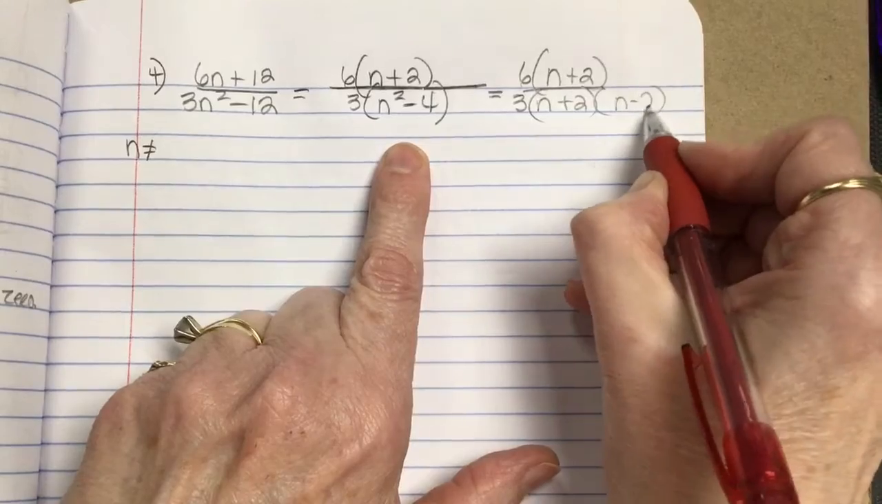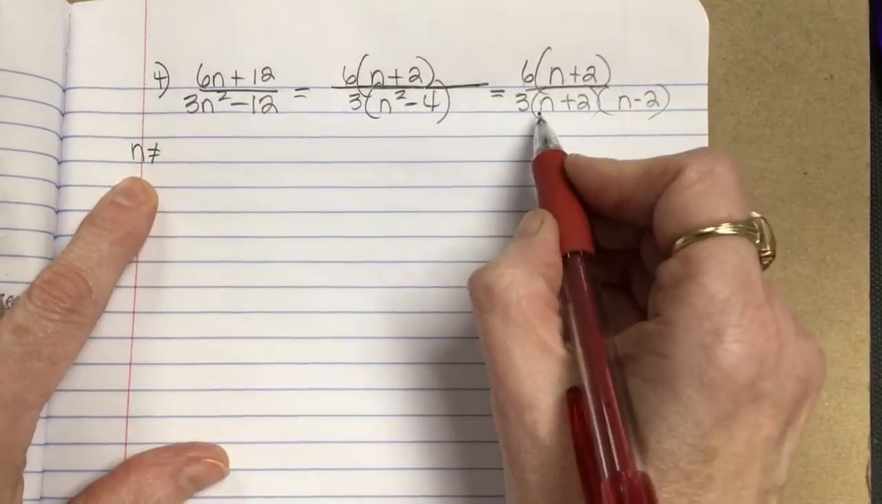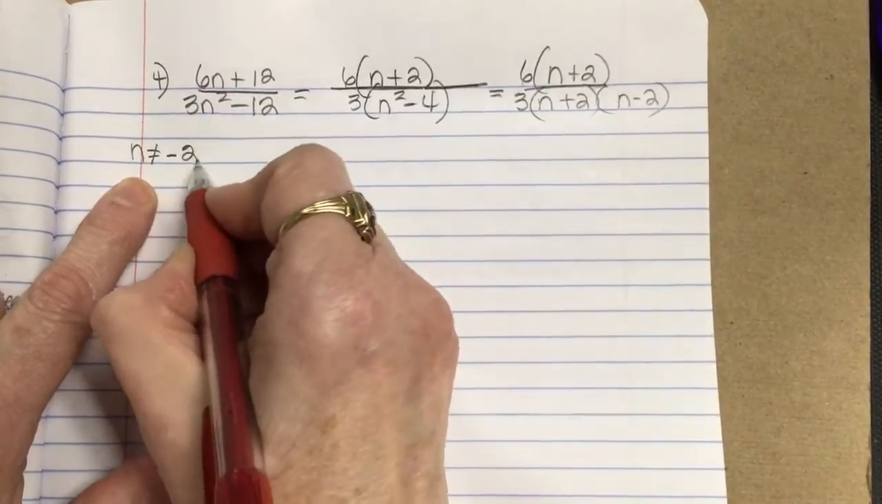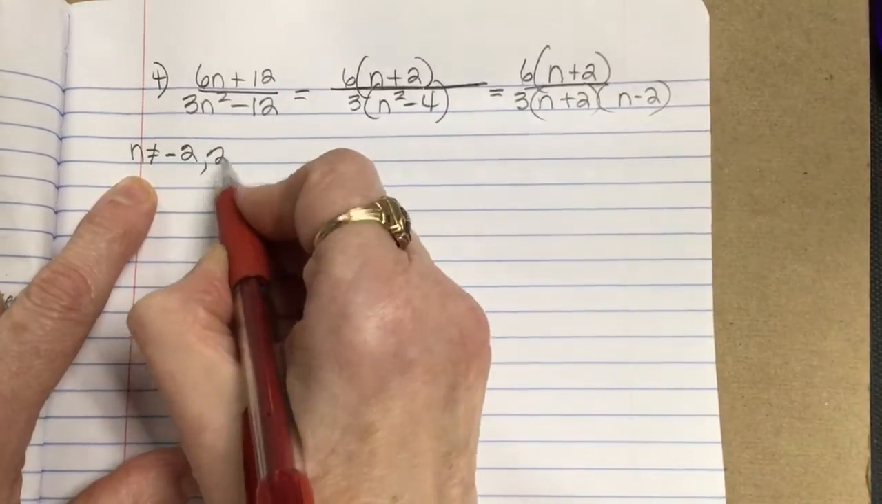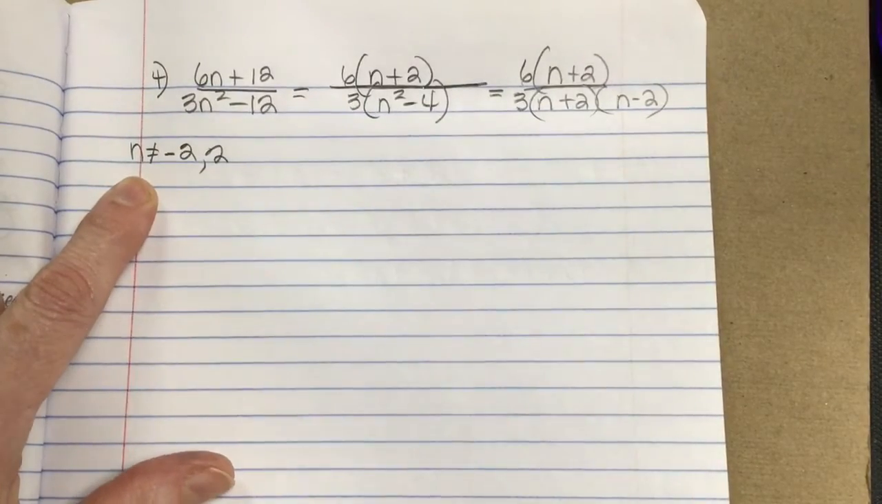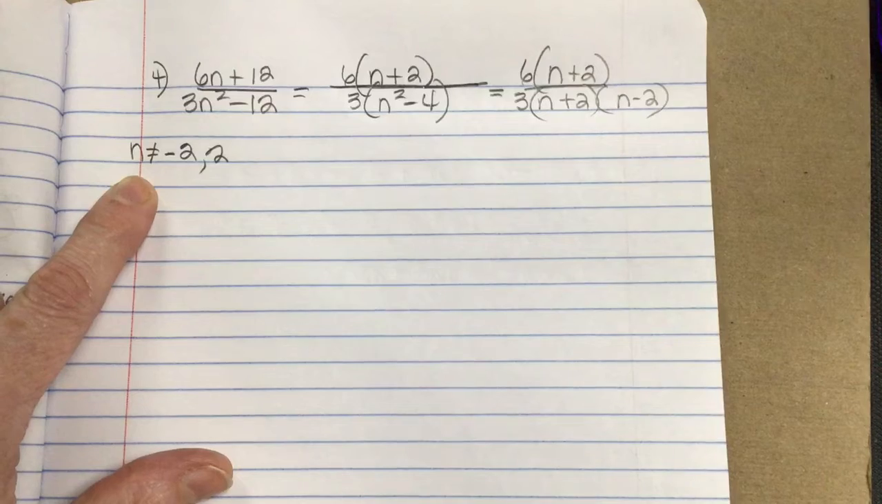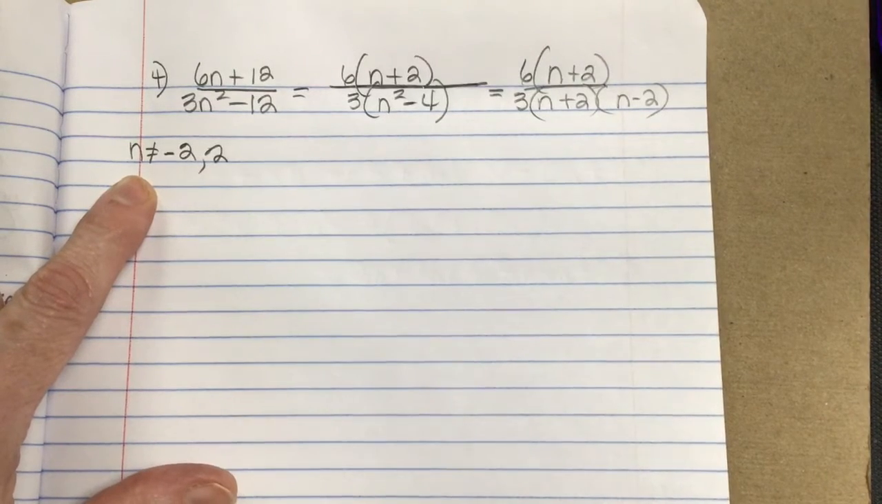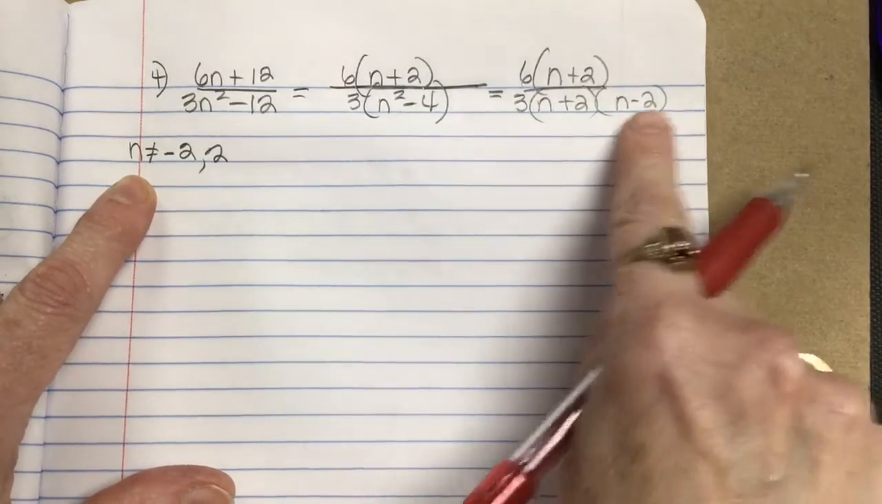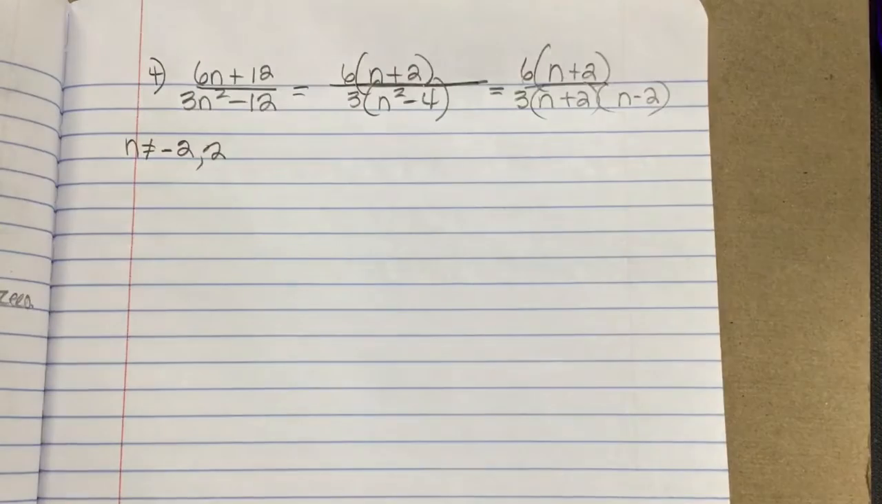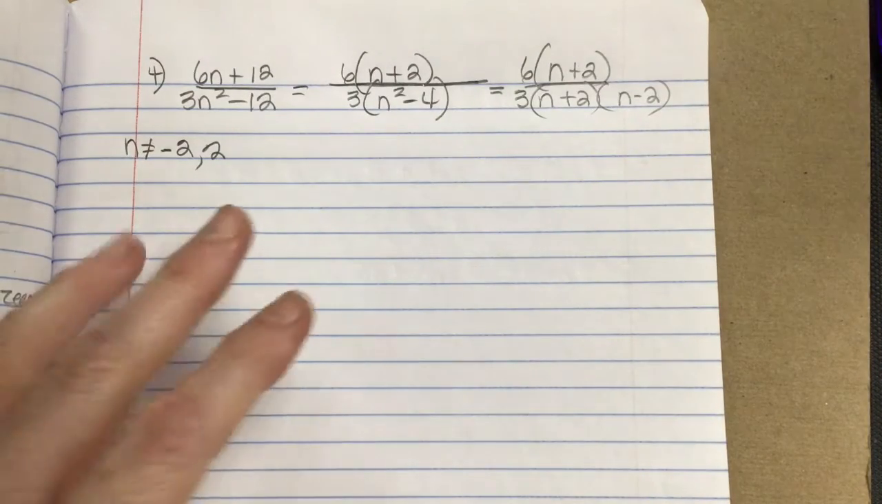Okay. So now you can tell me what doesn't work. Negative 2 will make that one 0, and positive 2 will make that one 0. So that's your excluded values. Excluded, not including. Every real number, positive, negative, fraction, decimal, square root, whatever, will work for n except those 2 numbers.